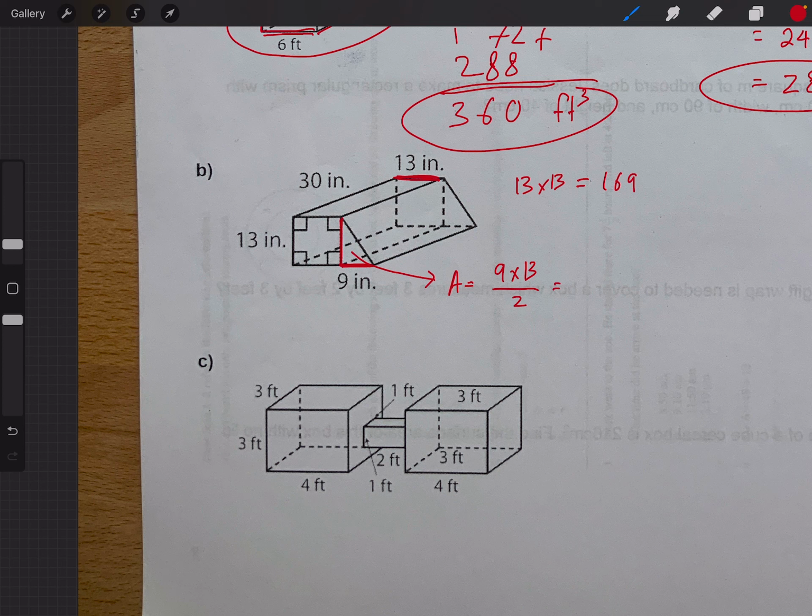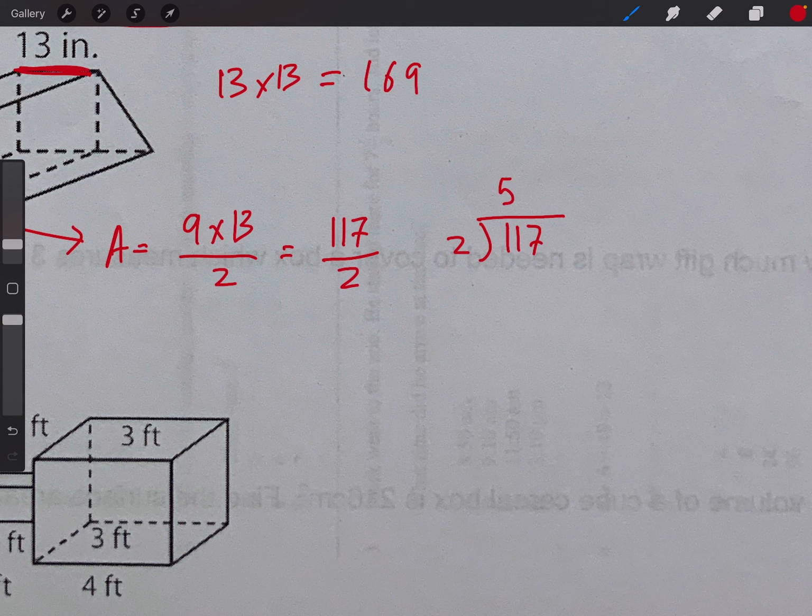Now 9 times 12 is 108. 9 times 13 must be 117. And then you divide it by 2. So 117 divided by 2, let's see what that is. 11 divided by 2 would be 5. 2 times 5 is 10. Take away, we get a 1. Bring down the 7. 17 divided by 2 would be an 8. 2 times 8 is 16. And you have a remainder of 1.